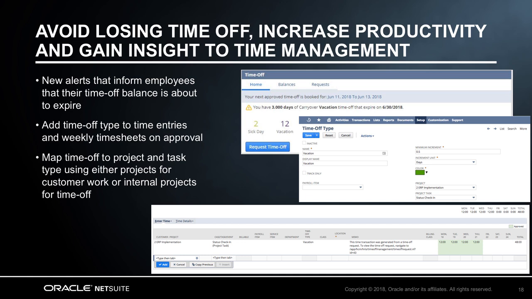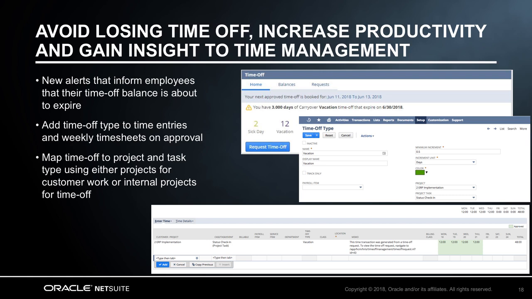HR administrators can increase their productivity by automatically adding time off type to time entries and weekly timesheets on approval. This reduces the need to switch between the timesheet view and time off to cross-reference hours tracked and improves reporting. Companies can gain greater insight into who is available for which projects and tasks.